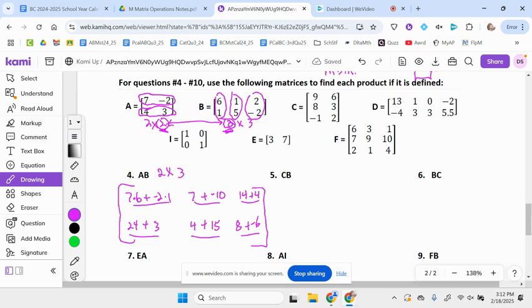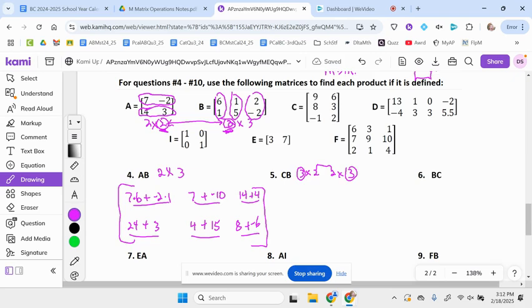Oh, what a mouthful. All right, C times B. Can I? C times B. Let's write the dimensions. 3 by 2. Oh, this is going to be a mess. And then B is a 2 by 3. Not only can I, this is going to be nasty. I'm going to have a 3 by 3 left over.